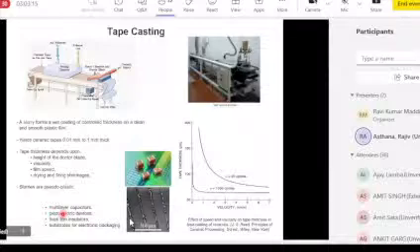Next, you debind the part, which means you try to remove the majority of the polymer binder, not all of it. If you remove 100% of the polymer, then there is nothing holding the part together. The whole thing will crumble.